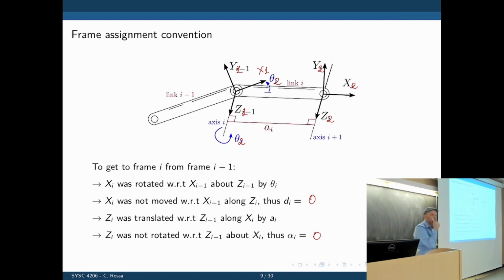Is there any relation to the fact that since we didn't move along Z, there's no angle, like there's no alpha? No, that's independent. We did rotate about Z by theta. I meant there's no displacement d. There was no d, but that has nothing to do with alpha. Those are 4 independent operations. Does it make sense?